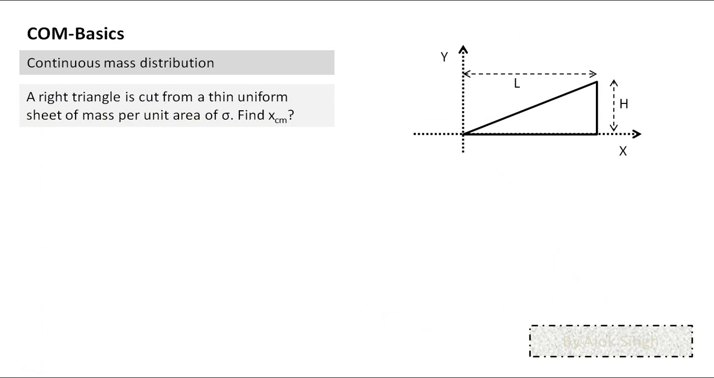How do we find the center of mass for a continuous mass distribution? We'll not go into many derivations. We'll just go to the basic concept involved in how we go about finding the center of mass for a continuous mass distribution.